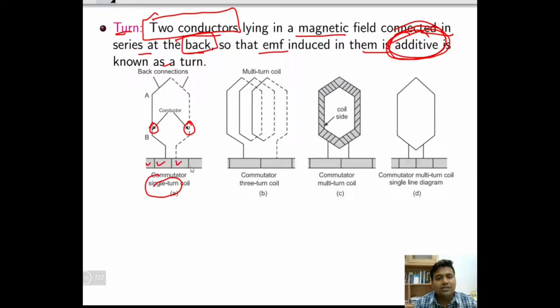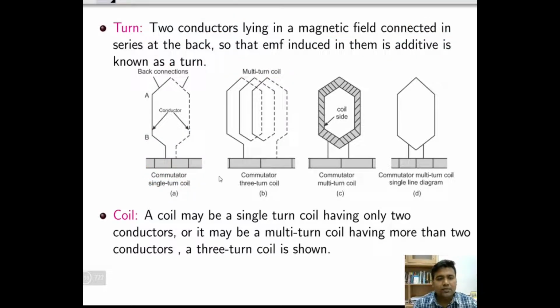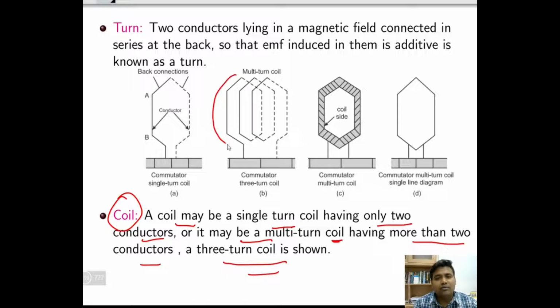These are basically the commutator segments, and here you can see the multi-turn coil, which has a number of conductors connected back to back to form different numbers of turns. Now what is a coil? A coil may be a single turn coil having only two conductors, or it may be a multi-turn coil having more than two conductors. A three-turn coil is shown. So in this case we are showing a three-turn coil. A coil can be of single turn or multi-turn.